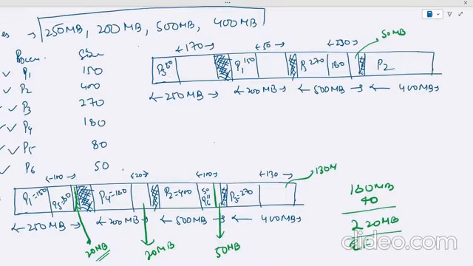P5 is also completed, P6 50. So we can put it in either of the middle two blocks. So let's say I put P6 over here. So 50 MB is now filled.